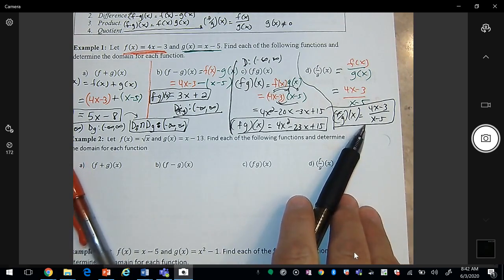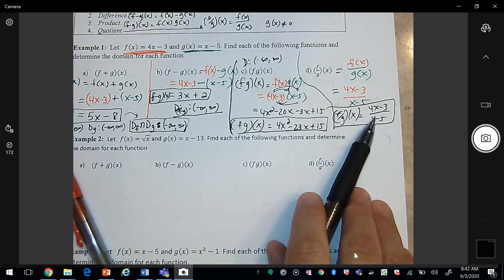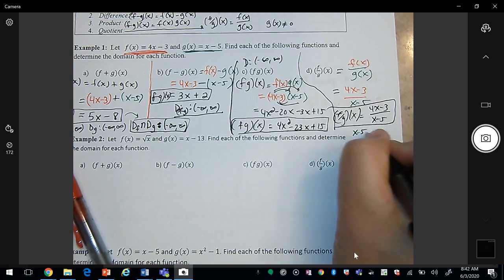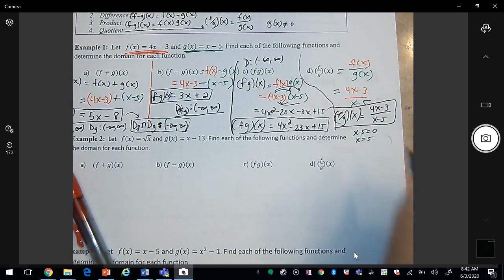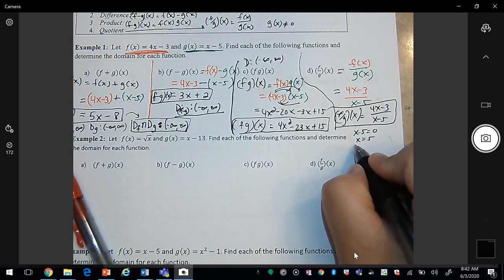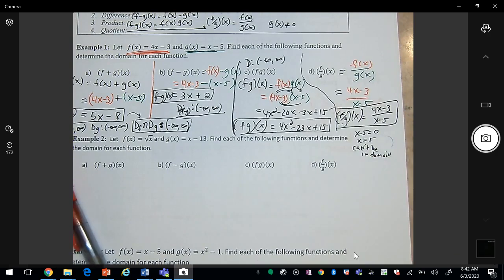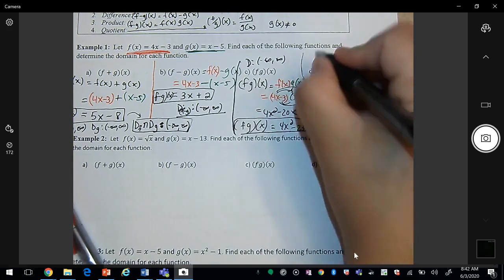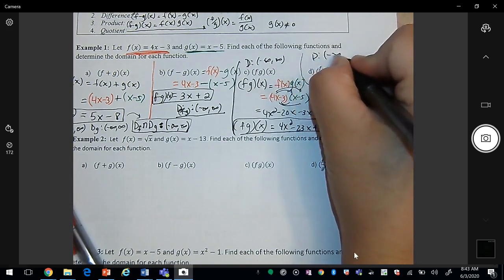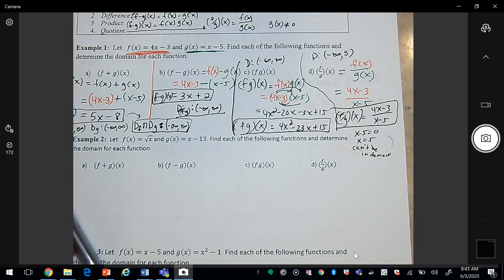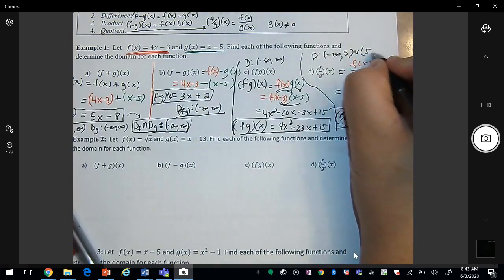In our answer here, notice we have a fraction. So to find the numbers that are excluded from the domain, we set the denominator equal to 0. So we get x is equal to 5. So x equals 5 can't be in the domain. So your domain is going to be everything except for 5. So we can write that, I'm going to write it up here. So all the negative numbers all the way to 5, and then starting from 5 all the way to infinity.